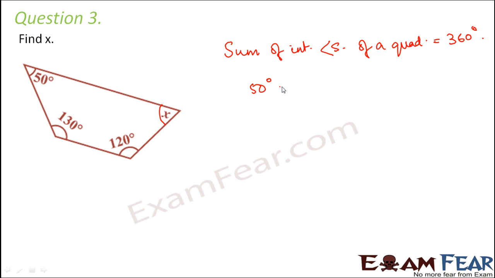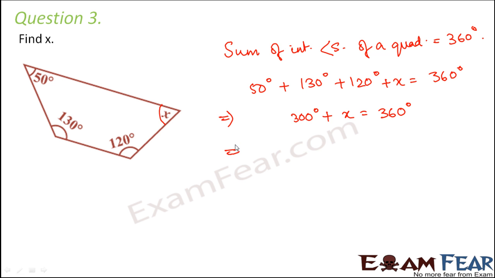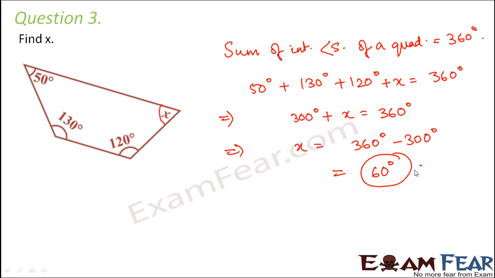So here, what are the interior angles? 50 plus 130 plus 120 plus x is equal to 360 degrees. Therefore this entire value would be 300 degrees plus x is equal to 360 degrees. Therefore x will be equal to 360 degrees minus 300 degrees, which would be nothing but 60 degrees. Therefore the value of x is 60 degrees.